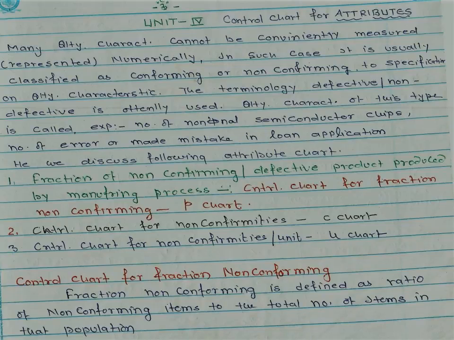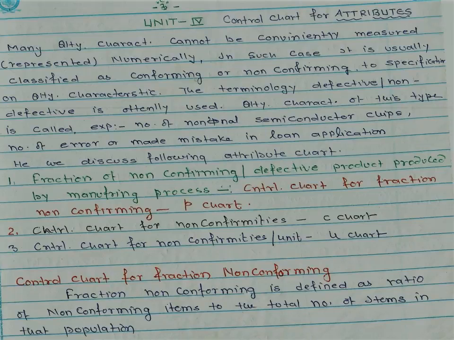The third one is the control chart for non-conformities per unit, that means in a particular unit. The best suited example, which we discussed just now, is the whitewashing of buildings. When we inspect each and every room, we find how many places the color is not uniform. So in a U chart, the product is considered as a unit and we count the number of non-conformities.